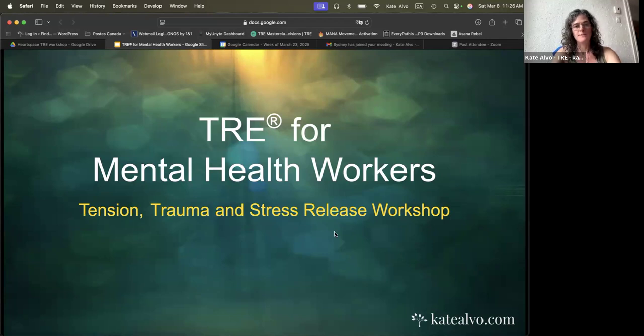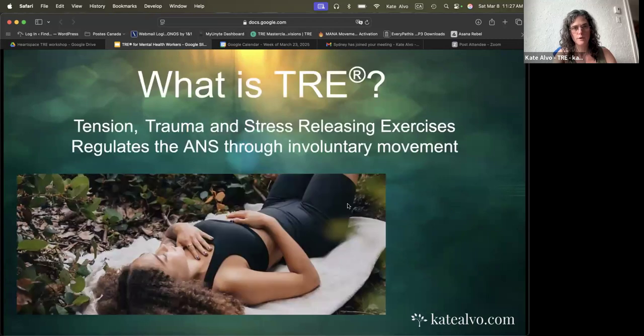So TRE stands for, or initially stood for, trauma release exercises. Over the years, they've added in tension because not everybody identifies with the word trauma, and then stress also. So we've got these three dimensions to appeal to different people in different contexts. Here I put the three because I think they're all equally important.